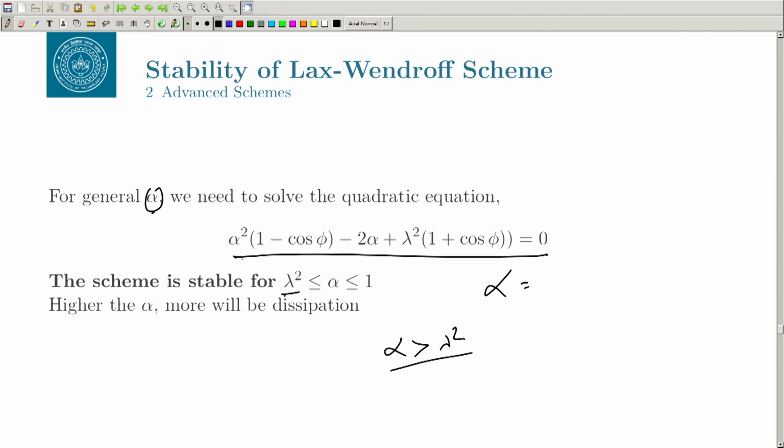And if you add more than lambda square, then the scheme will become more and more dissipative. If you add less than lambda square, then it will just become unstable, right. So, this scheme is stable for lambda square less than or equal to alpha and less than or equal to 1. So, you might want to add a little bit more than lambda square, so that the scheme becomes more and more stable. It will have just a little bit of dissipation in the scheme, right. So, this is how you can derive the scheme.